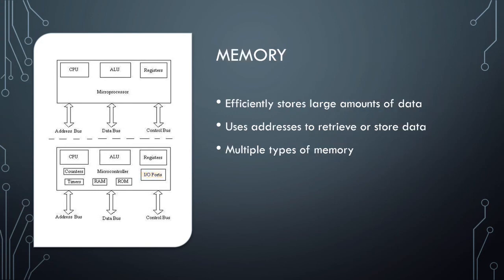These systems that we've looked at have registers to temporarily store information, but it's important to note that registers are not a good place to store information long term. They're good for performing calculations and temporarily storing the answer, but if you need to store data for a long period of time, we use memory. It's great for large amounts of data. We can still use addresses to retrieve or store the data, and there are a lot of different types of memory, so we'll get into those.